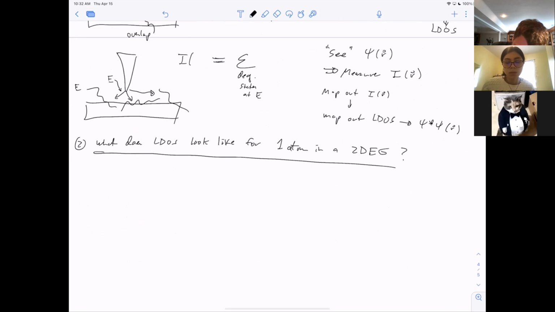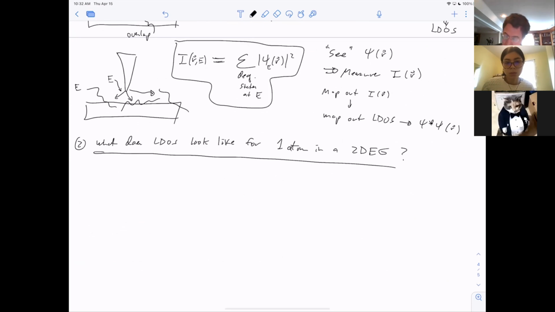I of R and E is proportional to psi of R, having energy E, squared. This is the current through the tip when the tip is at location R, and E times V is the energy of the electrons we're shooting in. Then the current that flows from the tip is proportional to psi star psi at that location, for states that have that energy. Does that seem plausible to you?